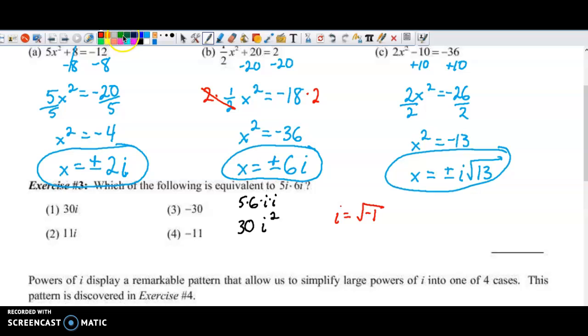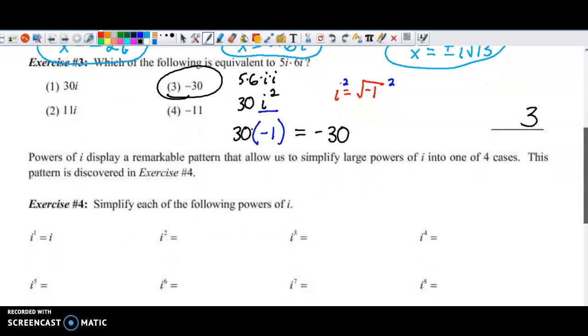So imagine for a second I asked you to square both sides, because that's what i squared is. Well, the thought process is the square root and the square cancel each other out. So i squared is equal to simply negative 1. But you still have this 30 in front, and 30 times negative 1 gives me an answer of negative 30. So option 3 is correct.